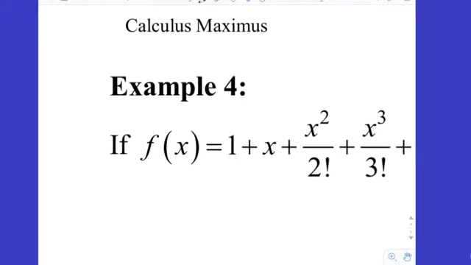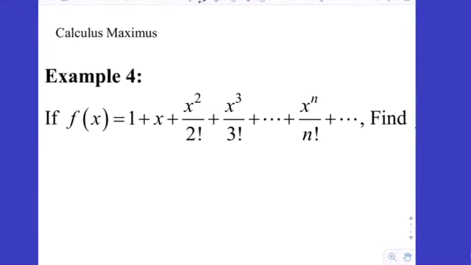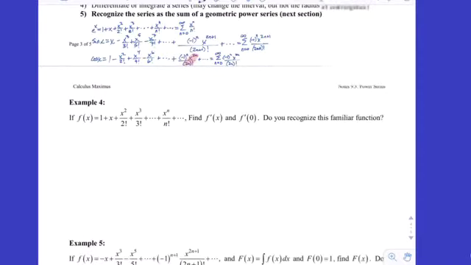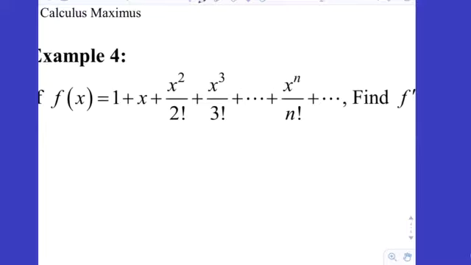Now, example 4 is going to be kind of anticlimactic because we kind of did a little bit of it yesterday. If f of x is that, do you recognize that guy? Maybe. Yeah, maybe you do. I don't know if you do. I don't really recognize it. I'm on my off day today.